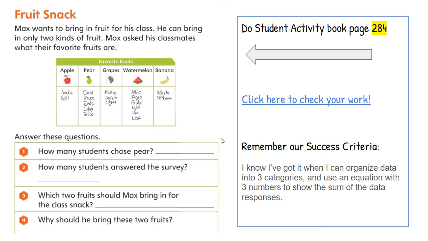Once you have completed the work for today, you can click this link to check what you've done, just to make sure you understand what the question is asking and that you don't have any silly mistakes.